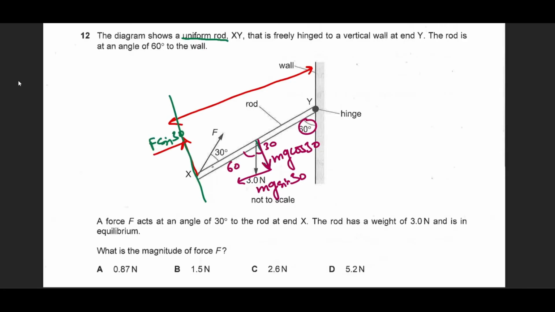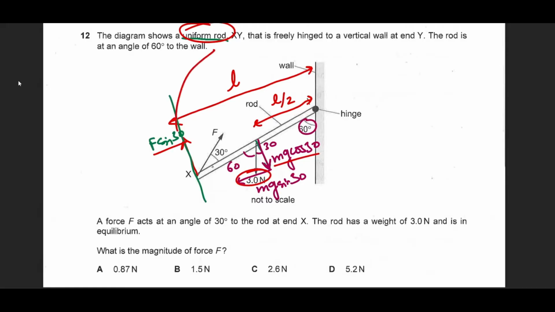So if this is the length of rod L, then this length will be L by 2 because it's a uniform rod. So the weight will be exactly at the center, right? Now the component that we're going to take is mg cos 30. Do we have a value of mg? Yes, we do, because 3 newtons is already mg.